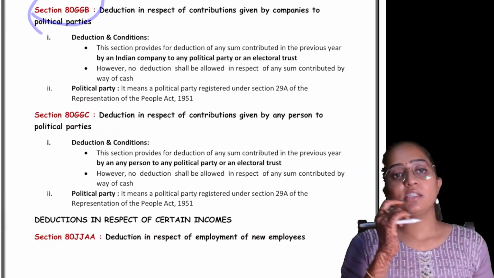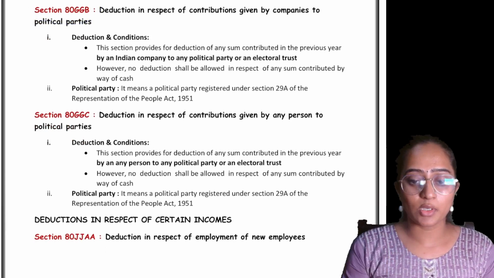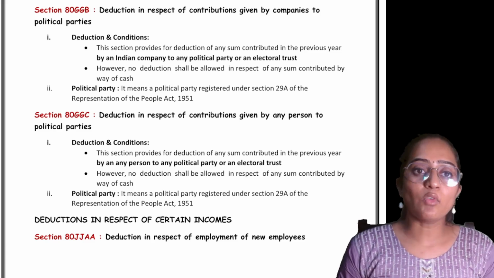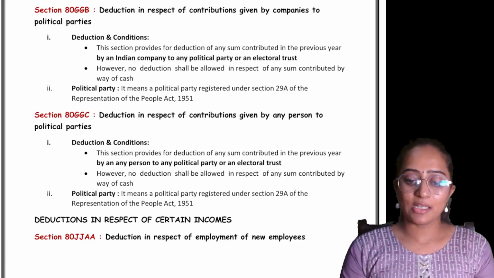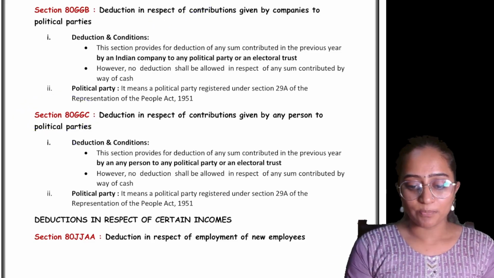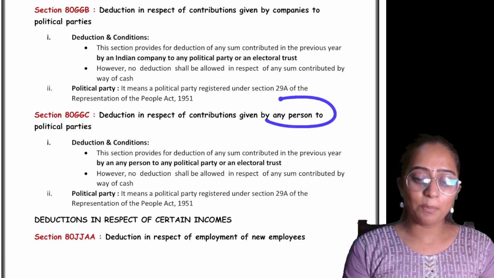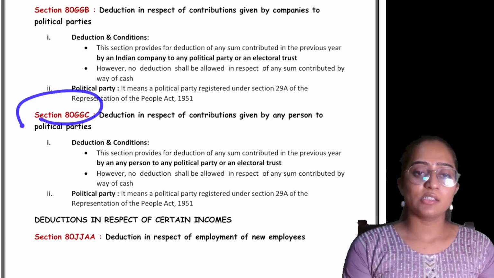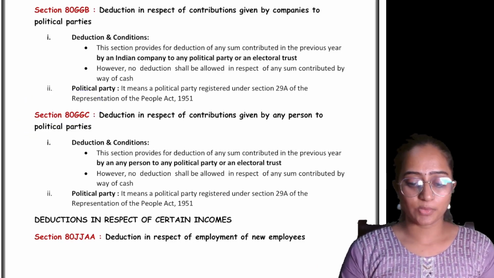80GGB is the brother of 80GGA, wherein there are deductions in respect of contributions given by companies to political parties. If the companies have contributed anything to political parties, then the deduction is available. 80GGC: if anyone other than a company contributes to political parties, then under 80GGC they will get 100% deduction.